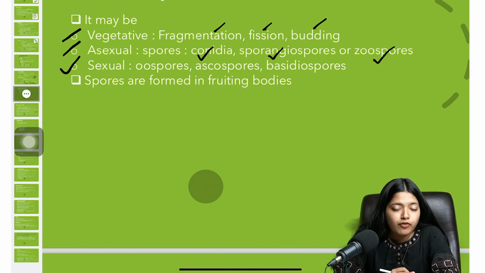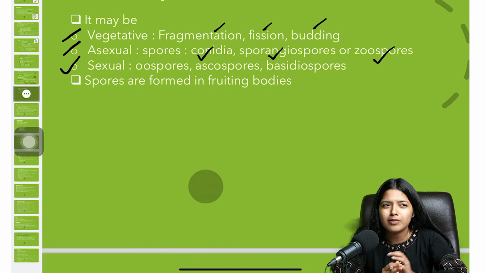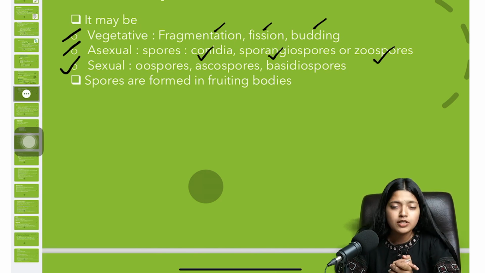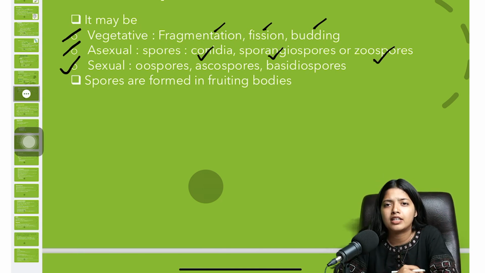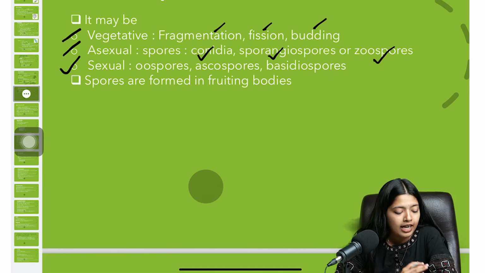Now, spores are formed in fruiting bodies. So, where are the spores formed? These structures that help in reproduction are formed in a special fruiting body, a fruit-like structure in which spores are formed. Then, with abiotic factors like water or wind, the spores get detached and dispersed. So, spores are formed in fruiting bodies.